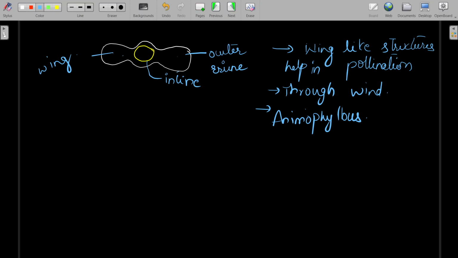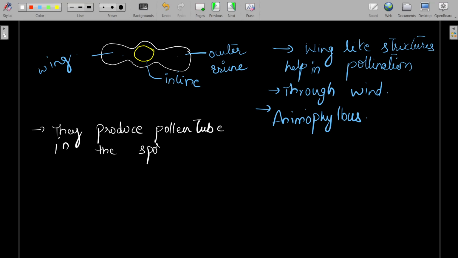Okay. Next. Sometimes these pollen germinate and produce the pollen tube in the sporangium. That means they germinate in the sporangium, sometimes in the sporangium.